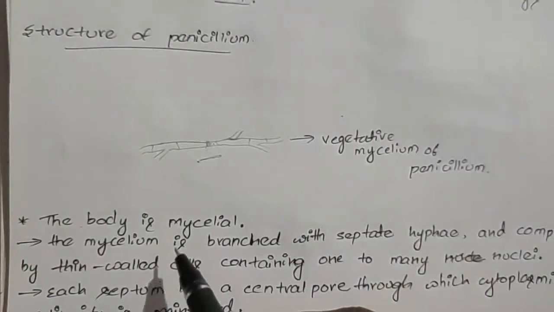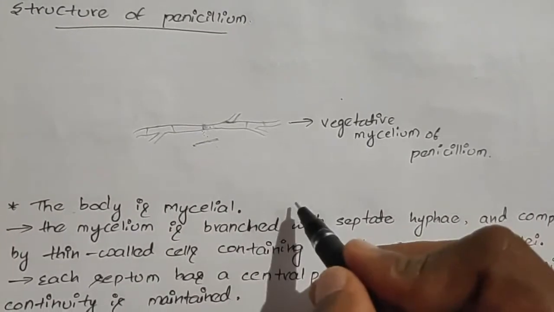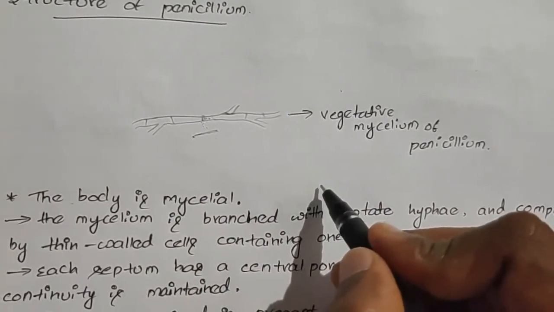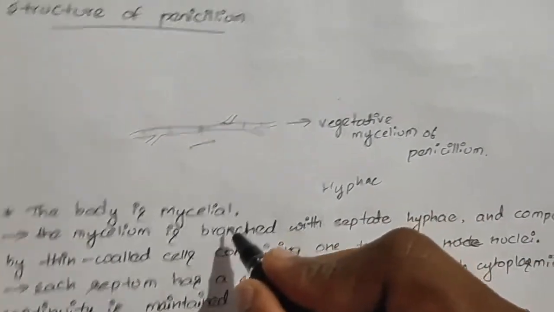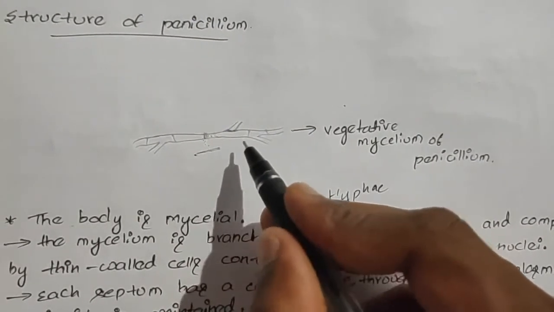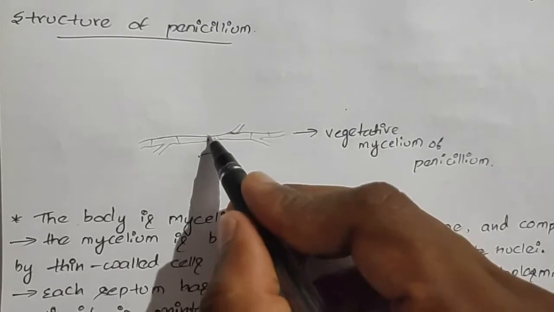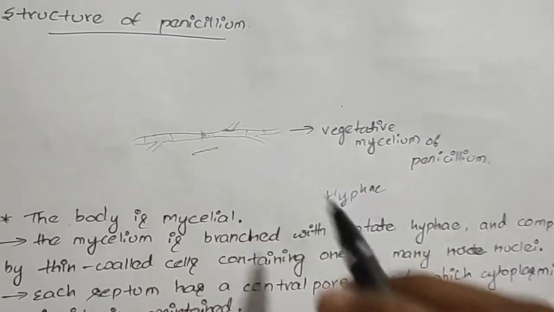Structure of the Penicillium. The vegetative body is mycelial. Mycelial means the fungus contains long thread-like structures known as hyphae. This group of hyphae is known as the mycelium. This is the vegetative mycelium of the Penicillium. On this mycelium, the conidiophores and conidia are grown. We will discuss it later.